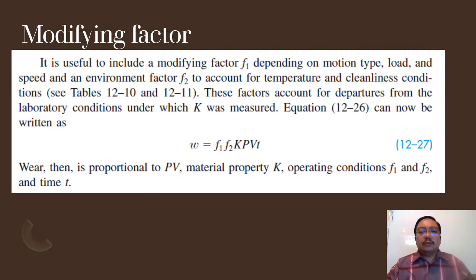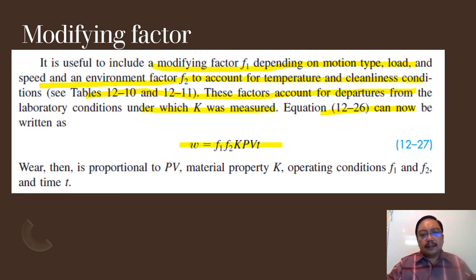It is useful to include a modifying factor f1 depending on motion type, load, and speed, and environmental factor f2 to account for temperature and cleanliness conditions. See tables 12-10 and 12-11. These factors account for departures from the laboratory conditions under which K was measured. Equation 12-26 can now be written as w equals f1 f2 K P V t. This is the modifying factor, where wear is proportional to K, material property, operating conditions f1 and f2, and time t.